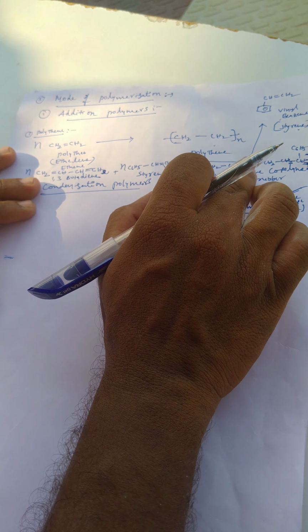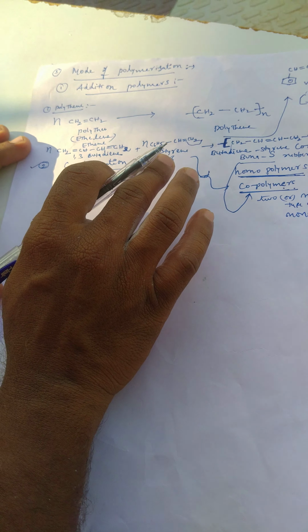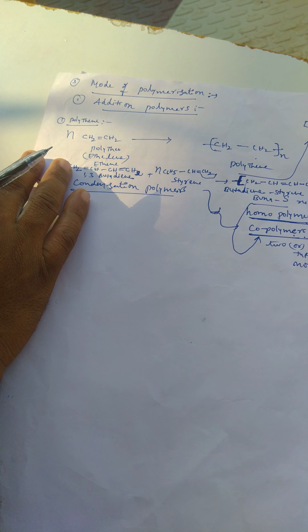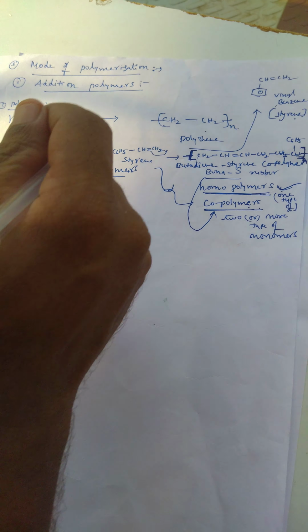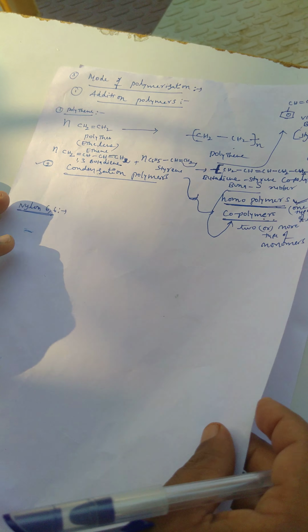And we'll go for the second classification, mode of polymerization, that is condensation polymers. Another type of polymers are condensation polymers. Now we will see about the condensation polymers. In condensation polymers, the best example is nylon 66. We will see how nylon 66 is a good example of a condensation polymer. Already we have seen about nylon 66.